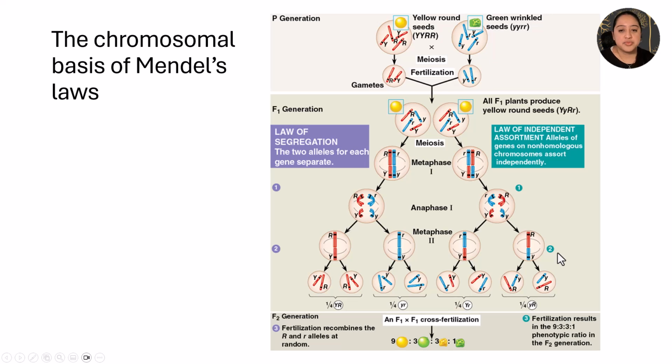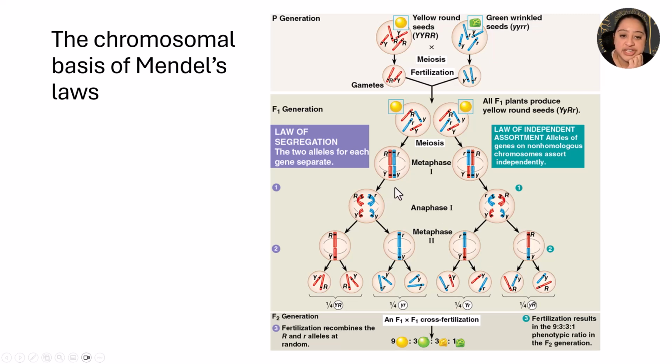So now that we can say it's chromosomes that carry these genes, we can also apply this to make a little bit more sense of Mendel's laws. So Mendel came up with these laws of segregation and independent assortment without even knowing what chromosomes were. And now we can depict them with chromosomes.